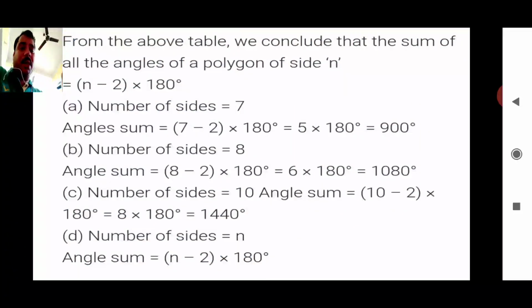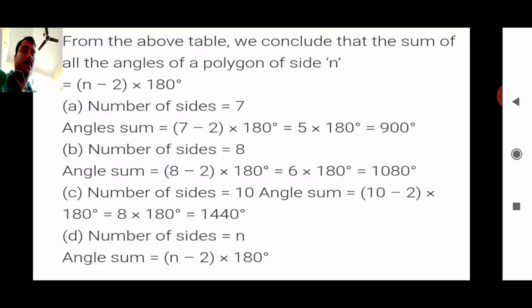So for 7 sides, 7 minus 2 into 180, means 5 into 180, equal to 900 degrees. Number of sides 8: 8 minus 2 into 180, 6 into 180, 1080 degrees. Number of sides 10: 10 minus 2 into 180 means 8 into 180, 1440 degrees. And in the last part, number of sides n, so the angle sum equals n minus 2 into 180, meaning number of sides minus 2 into 180, you get the angle sum of a polygon.